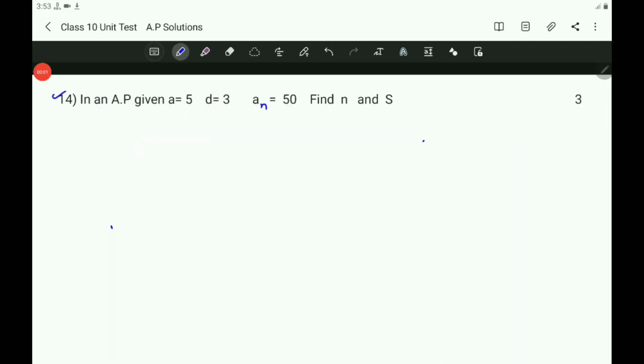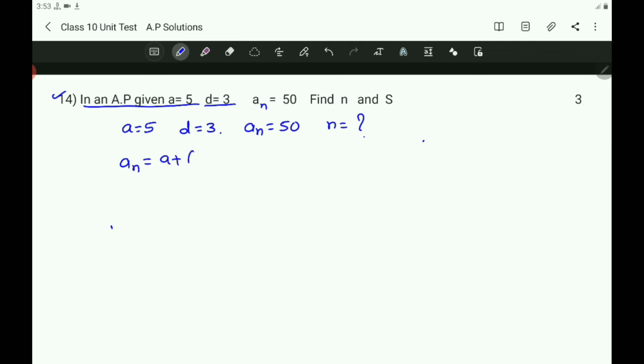Now 14th question. In an AP given A equals 5, D equals 3, AN equals 50, find N and S. Here use this AN, D and A, that is 5, find the value of N. Then by using the formula for S, you will get S. So here you write A equals 5, D equals 3 and AN equals 50. Write the question mark for N. Then you write the formula for AN.